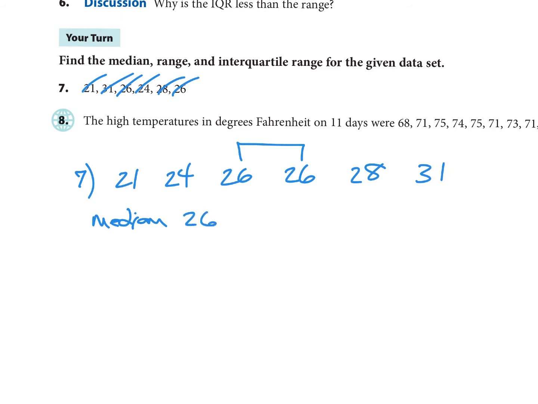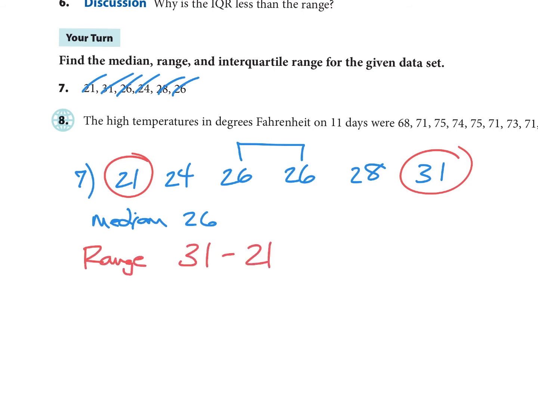Okay, range is the difference between the highest and lowest. So after you list them in order, you just take the highest number and subtract the lowest number, and that's a range of 10.